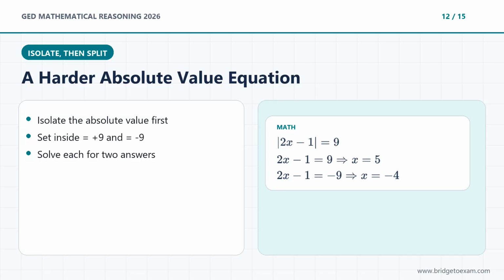For the absolute value of 2x minus 1 equals 9, set up two equations. 2x minus 1 equals 9 gives x equals 5. 2x minus 1 equals negative 9 gives x equals negative 4. So there are two solutions, 5 and negative 4.